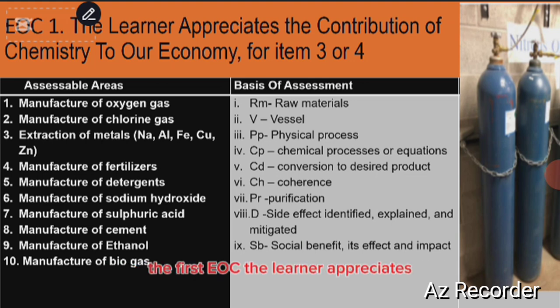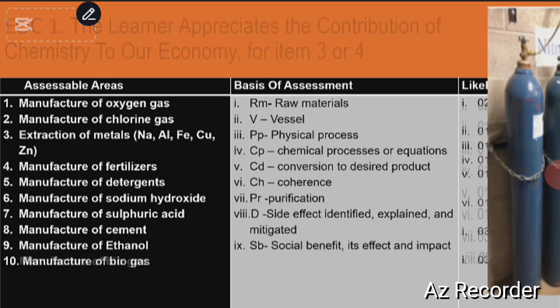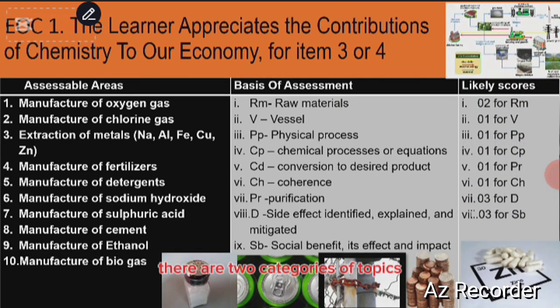The first EOC: the learner appreciates the contribution of chemistry to our economy. For essay type items 3 or 4 in section B paper 1, it examines 2 categories of topics. 1. The manufacture of substances like fertilizers and detergents. 2. The extraction of elements like copper, iron and aluminium among others. The pictures attached show some of the uses of the mentioned elements.